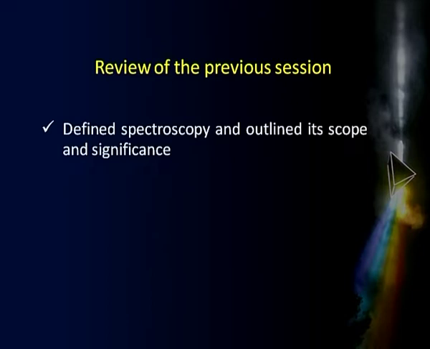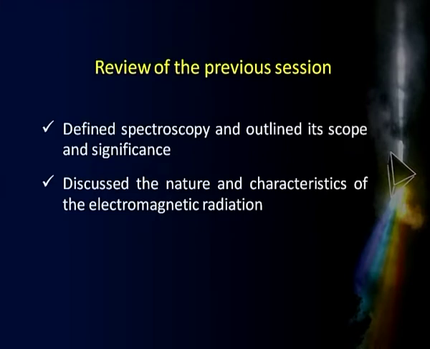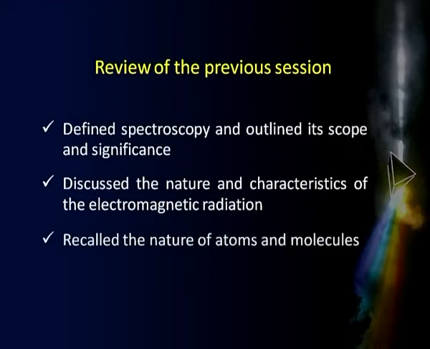Let us try to recall what we have done in the previous sessions. You will recall that we started with defining what is spectroscopy, and then we outlined its scope, and we talked about spectroscopy being the study of interaction of radiation and matter, and its usage in a variety of things. Thereafter, in this context, we talked about the nature and characteristics of EM radiation. This was followed by recalling the nature of atoms and molecules, the basic energy level diagram of atoms and molecules and things like that.